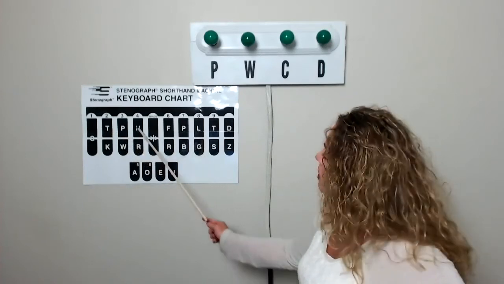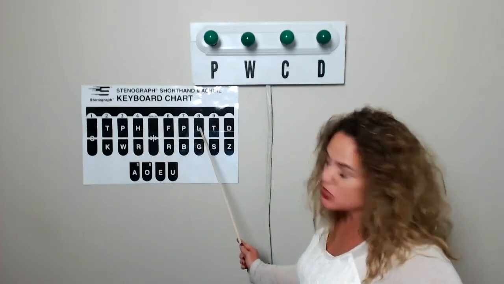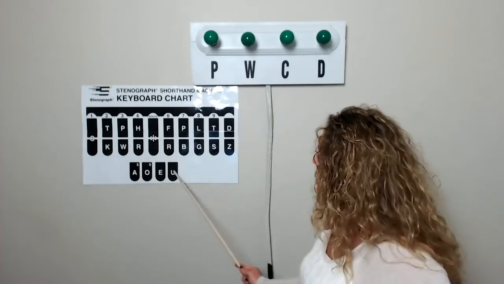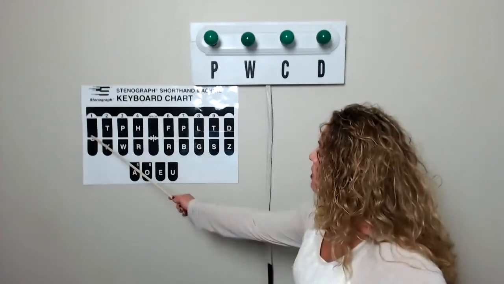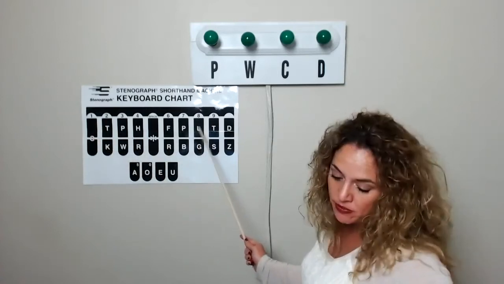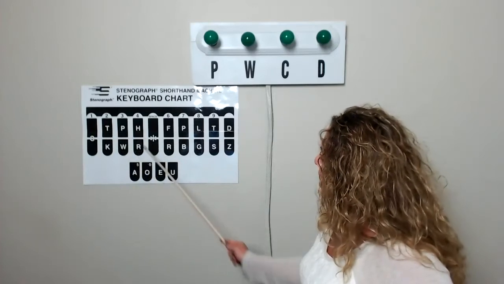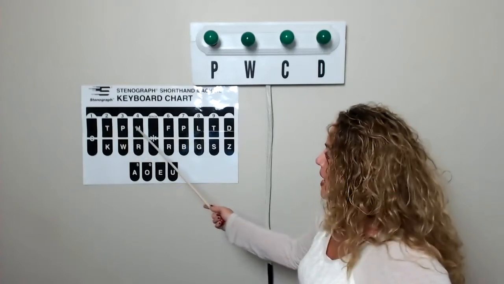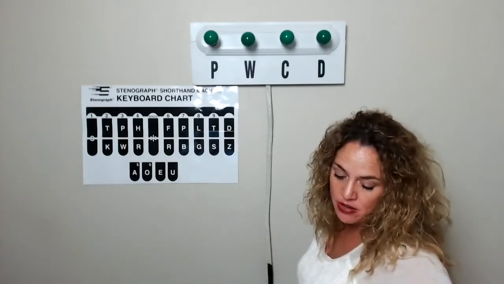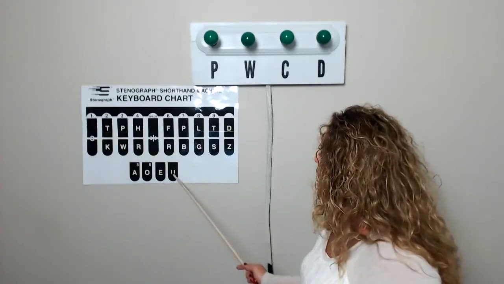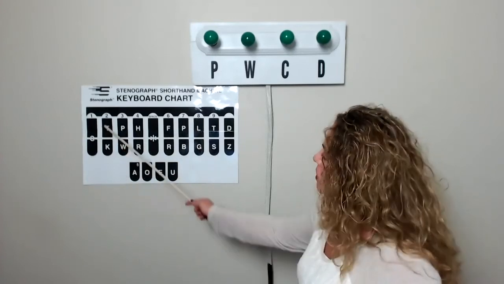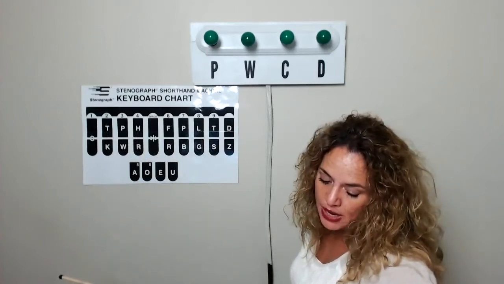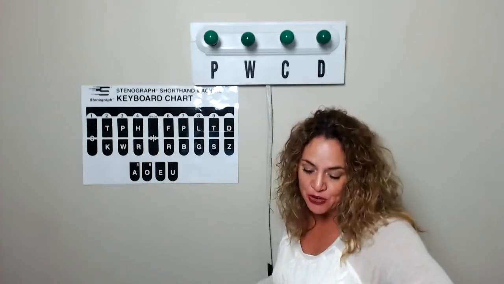F-U-R-L. Hurl, H-U-R-L. Swirl, S-W-I-R-L. Curl, K-U-R-L. Snarl, S-N-A-R-L. Whirl, W-H-I-R-L. Gnarl, it's a silent G, so we're going to write it as N-A-R-L. Twirl, T-W-I-R-L. Girl, initial G-I-R-L.